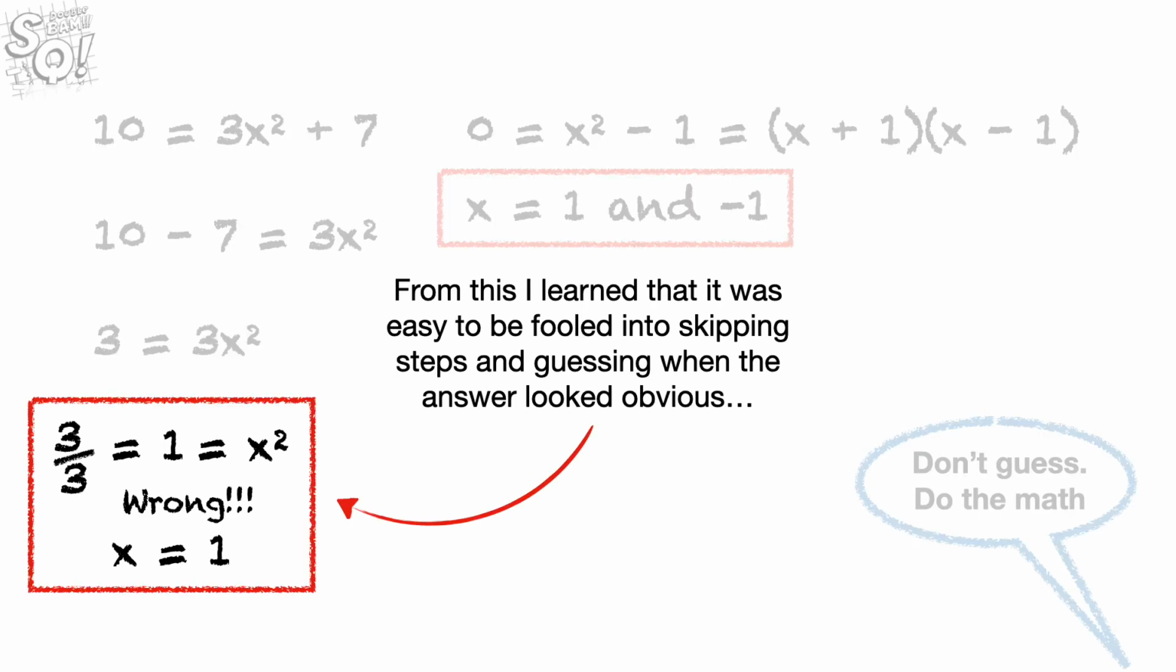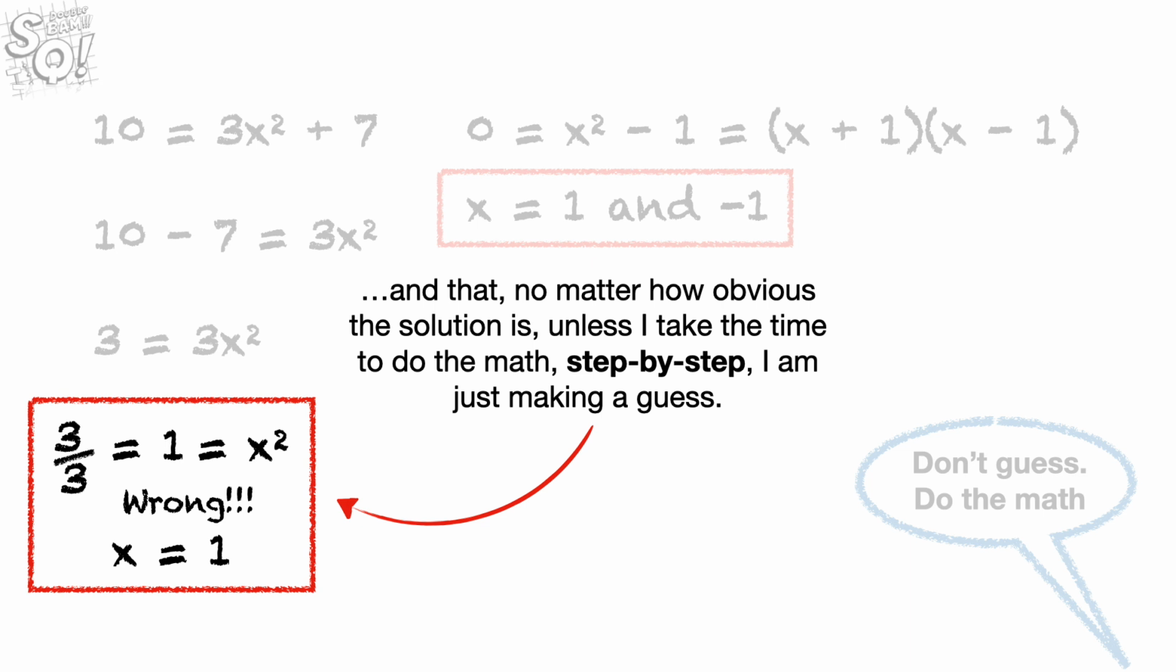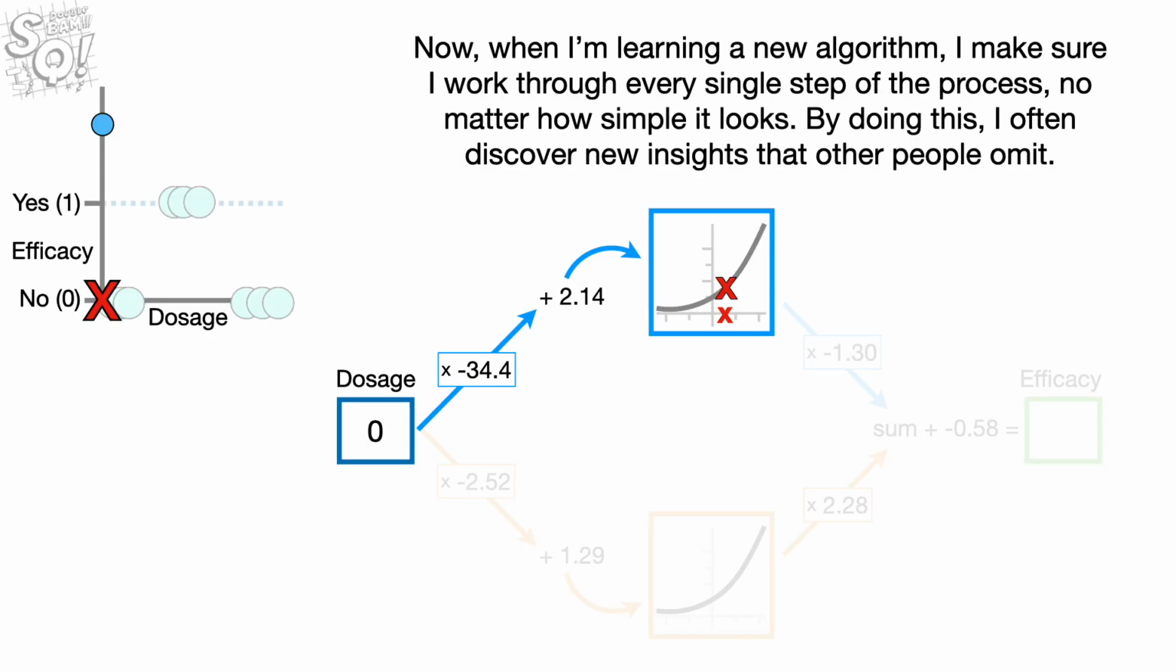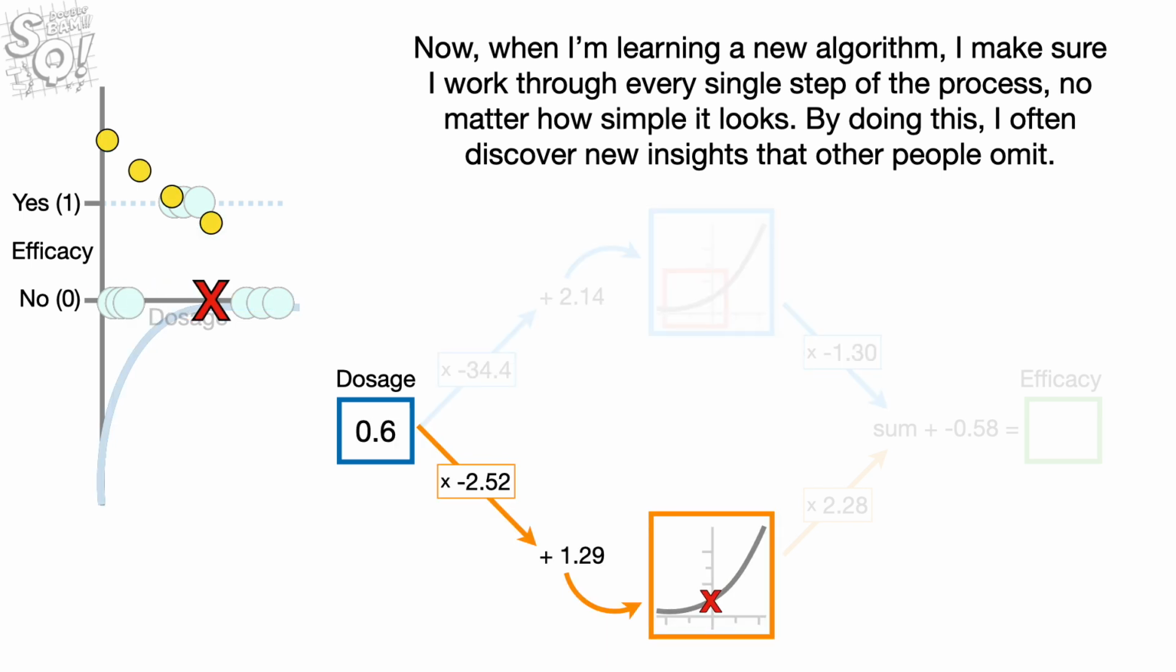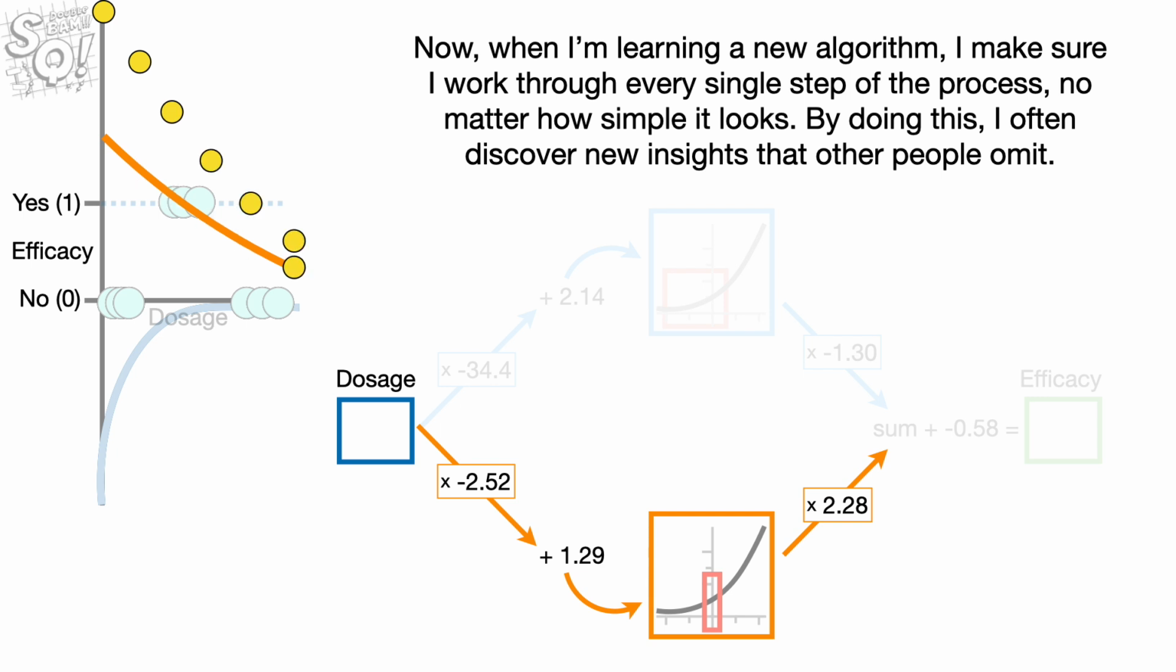From this, I learned that it was easy to be fooled into skipping steps and guessing when the answer looked obvious. And that, no matter how obvious the solution is, unless I take the time to do the math, step by step, I am just making a guess. Now, when I'm learning a new algorithm, I make sure I work through every single step of the process, no matter how simple it looks. By doing this, I often discover new insights that other people omit.